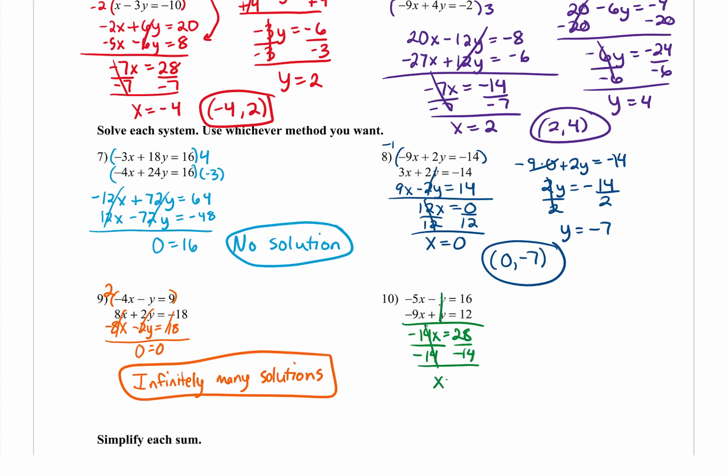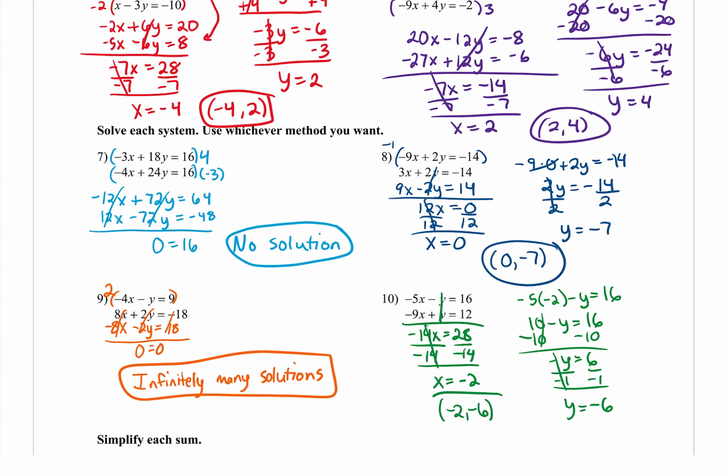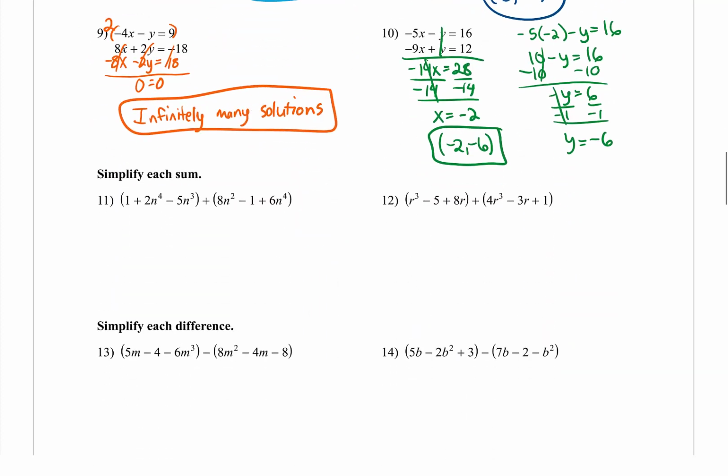This last one's pretty easy. We just need to add the equations together as they are. So we end up with x equals -2, and then we can get y, which is -6. So -2, -6. That's our answer. And now we move on to polynomials.